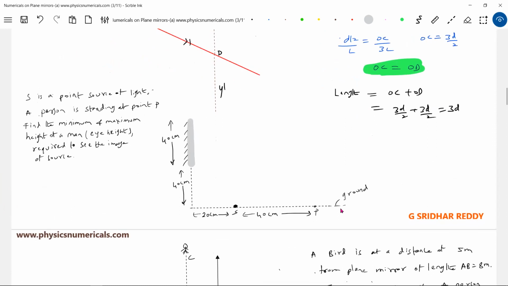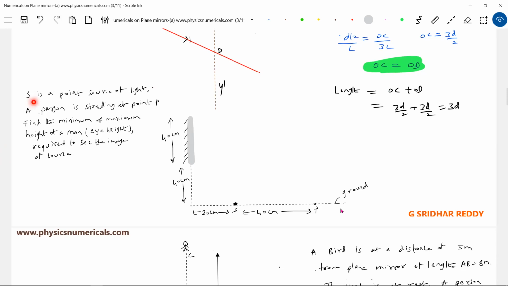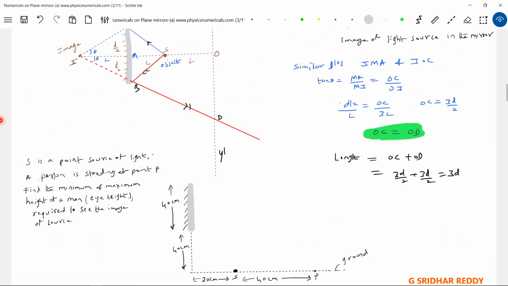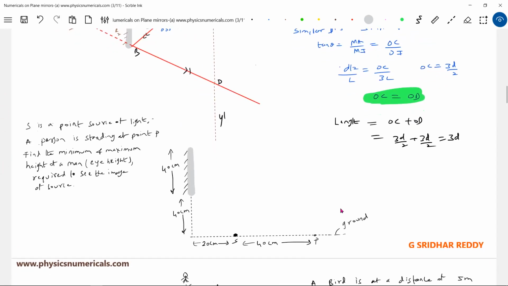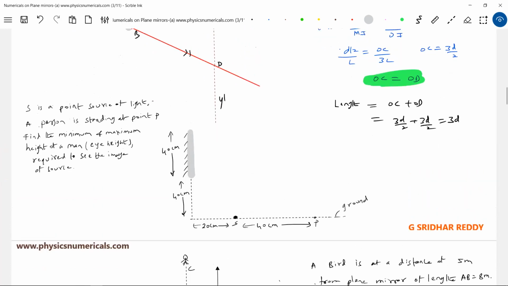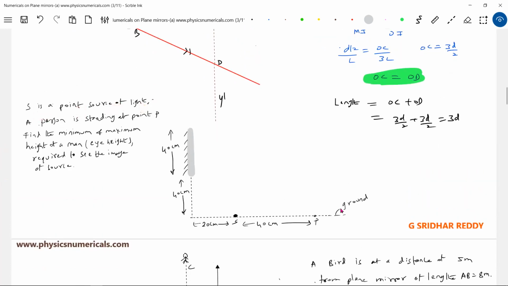Let's take another similar problem. S is a point source of light. A person is standing at point P. Find the minimum and maximum height of the man, the height of his sight, required to see the image of the source. So the person is standing here. What should his height be? At what height from the ground should his eyes be located so that he can see the image of this particular point source?